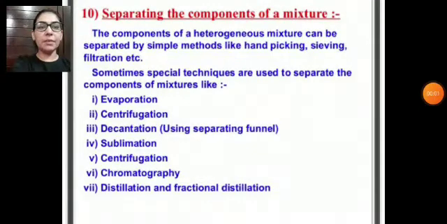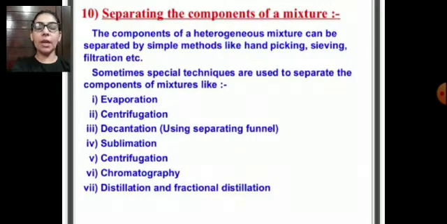Good morning, everyone. Ninth class students, we were doing chapter number 2: Is matter around us pure? Till now, we have discussed the various types of solution: true solution, suspension solution, colloidal solution, and we have also discussed the Tyndall effect.